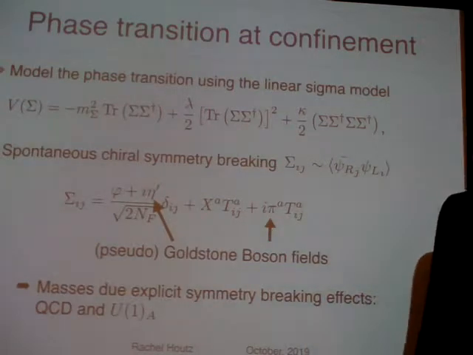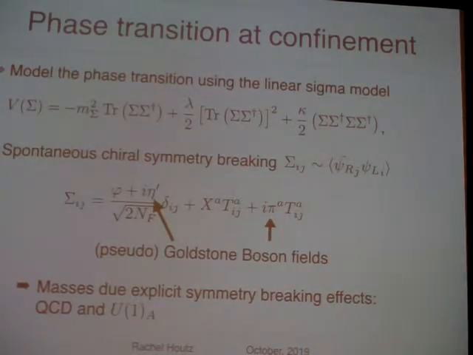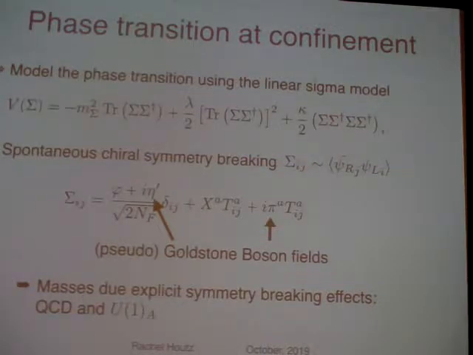And then these are the pseudo-Goldstone bosons. And they have masses due to explicit symmetry breaking effects via QCD talking to the exotic confining group and the U(N) axial symmetry.